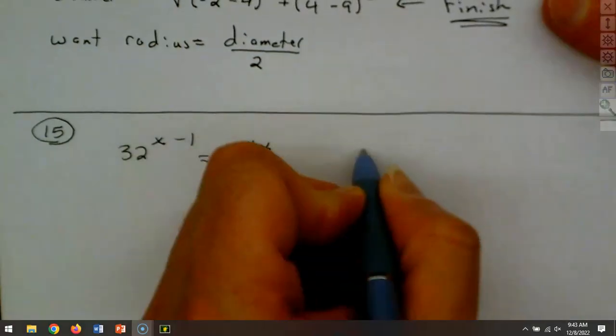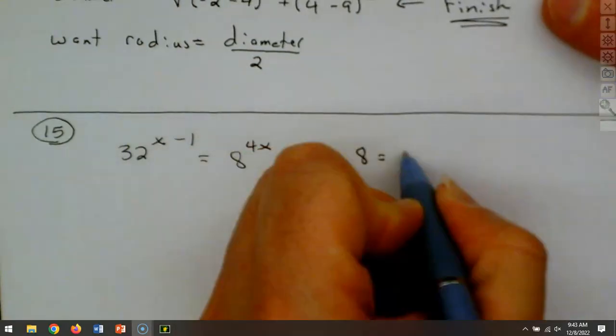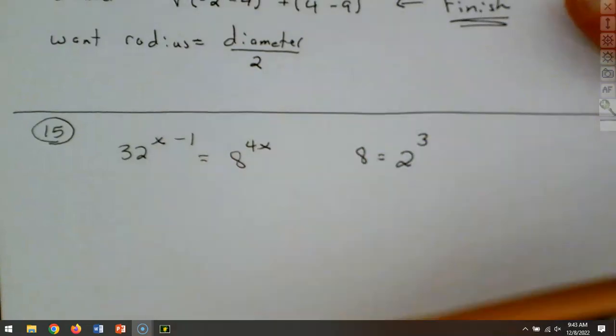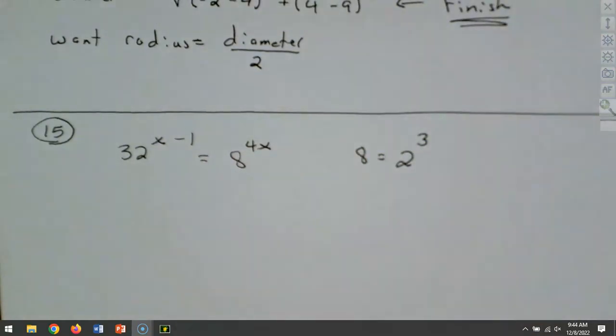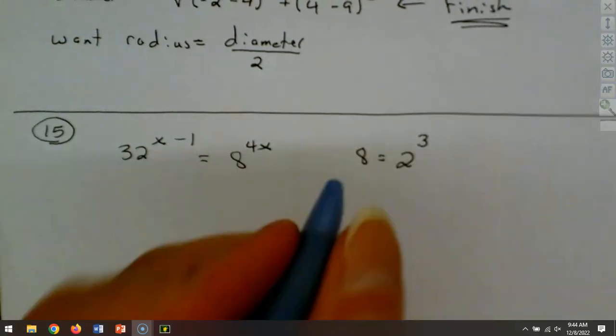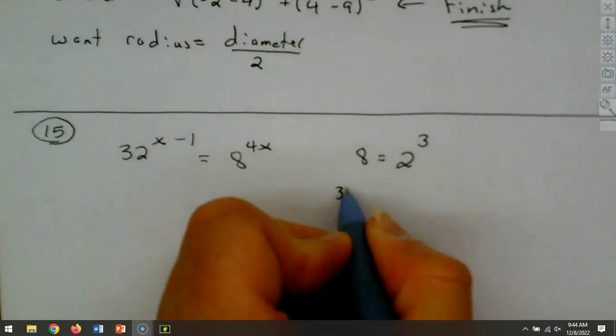Now, what do we know about 8? Well, we know that 8 is 2 to the third power, right? Because 2 squared is 4. 2 cubed is 8. Is everyone okay with that? Now, what do we know about 32? Right, let's try to get the same base.